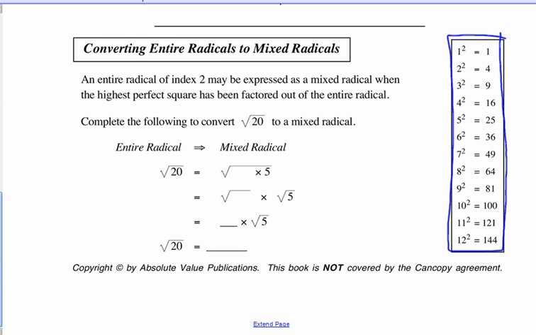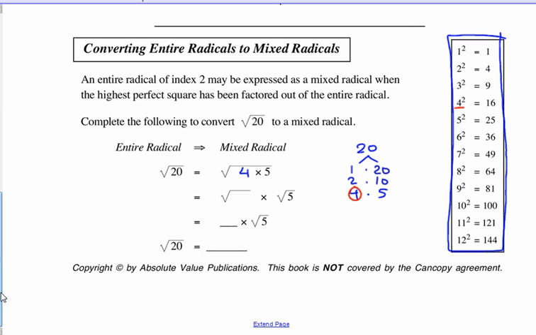So 20 we can break into 4 times 5. Now why would we want to use 4 times 5? If you look at the factor tree for 20, 4 is the only perfect square factor, right? Of all these numbers, 4 is the only perfect square factor.